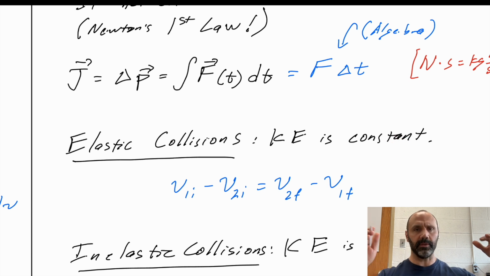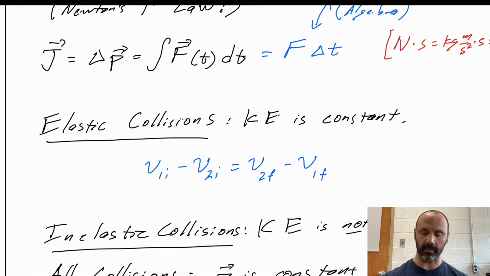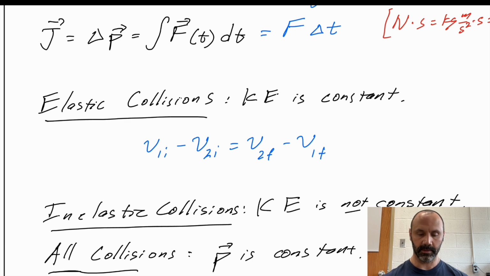Sometimes you'll have a complicated thing where they don't give you one of the final velocities. This is a handy little equation that showed up in a derivation that I did in the lecture. And if you're trying to find velocities, if you can pack this one away in your mind, it might come in handy in a complicated calculation.